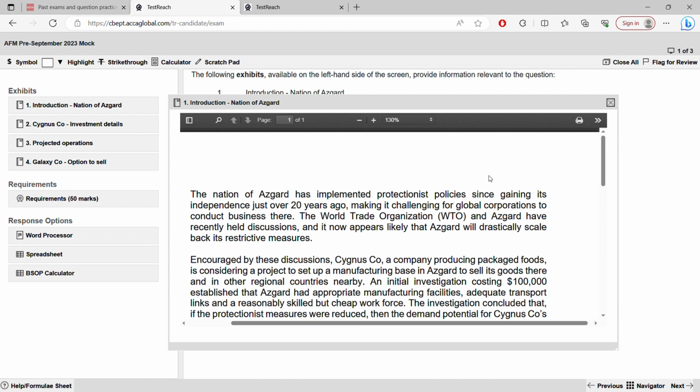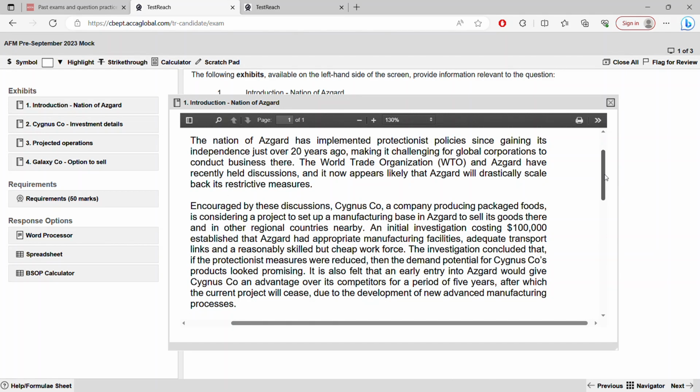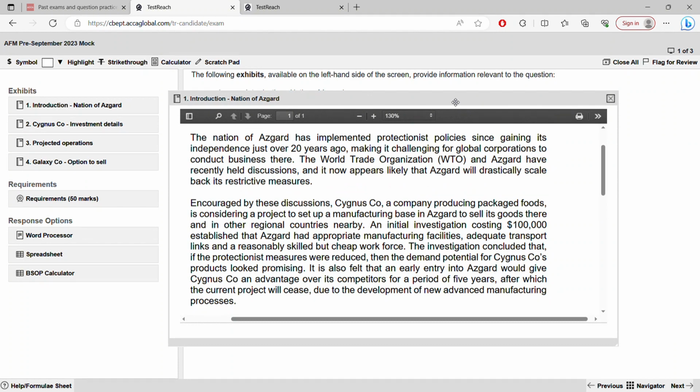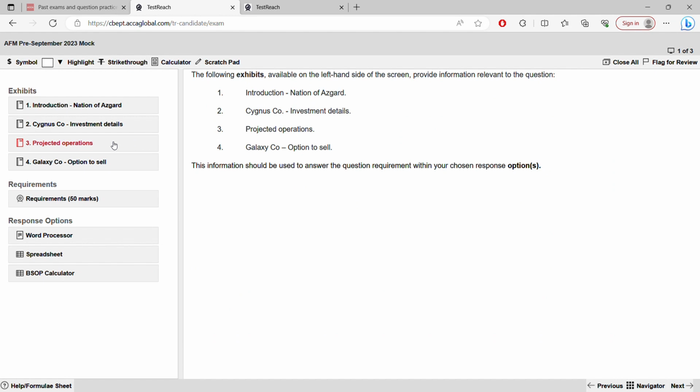The introduction is going to be really small, because it's just a basic introduction to the case study. Even if you haven't read the case study, I will tell you one thing: how to tell which part of the syllabus it is from. As you can see here, investment details and also info, you can see option to sell. This itself should tell you this question is about net present value and real option.